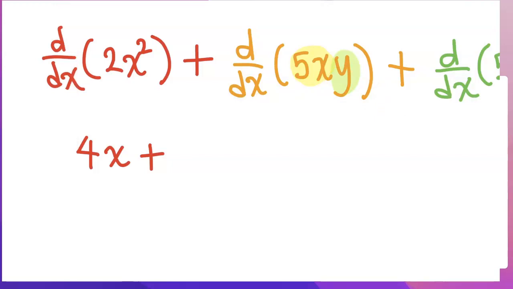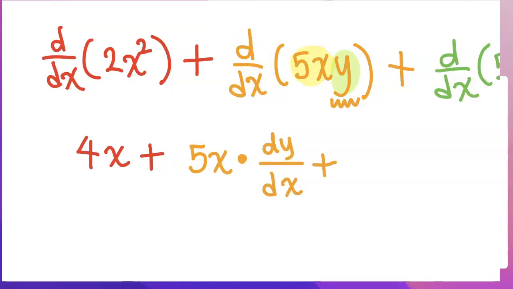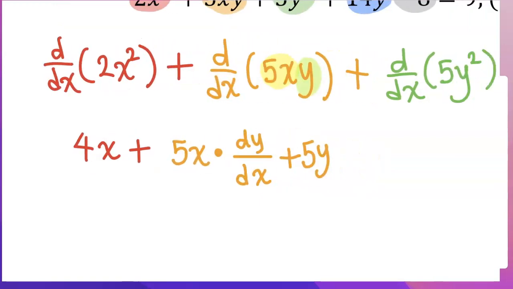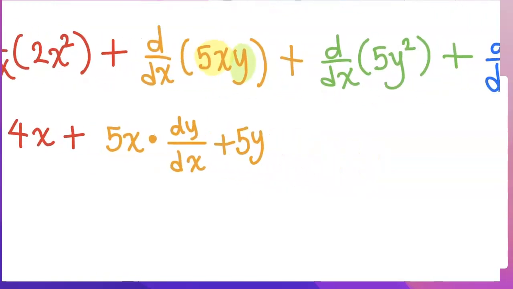Product rule says do first times the derivative of the second. What is the derivative of y with respect to x? That's going to be dy/dx, plus, let's go on with the product rule, second times the derivative of the first, which is y. Now, the derivative of 5x is just 5, so let me stick that in front of this y. All good. I'm done with the orange part. Let's move on to the green part.